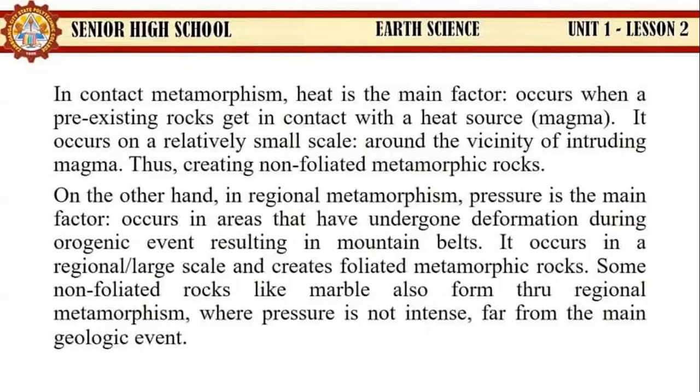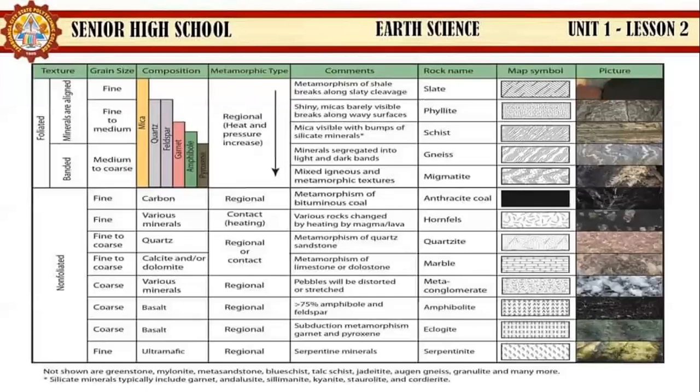On the other hand, in regional metamorphism, pressure is the main factor. It occurs in areas that have undergone deformation during an orogenic event, resulting in mountain belts. It occurs on a regional or large scale and creates foliated metamorphic rocks. Some non-foliated rocks like marble also form through regional metamorphism where pressure is not intense, far from the main geologic event. This table shows the classification of metamorphic rocks based on the texture, grain size, composition, and the metamorphic type.